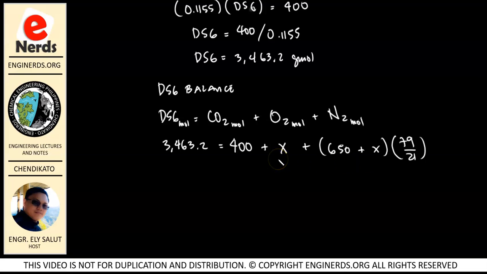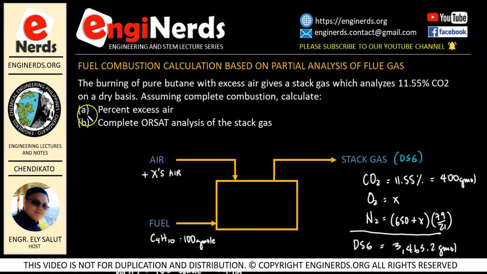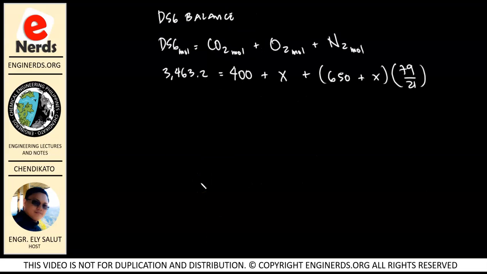So that means if we calculate for the value of X in here, we'll be able to determine our requirement A, which is the percent excess air. Okay, so let us solve for the value of X. Let me transpose 400 to the left side, so we will have 3063.2. We will subtract 400 here.